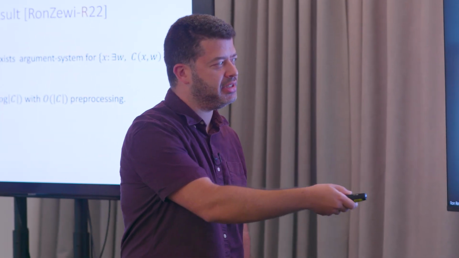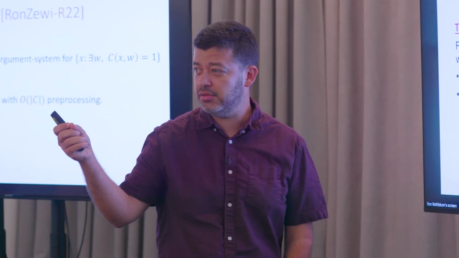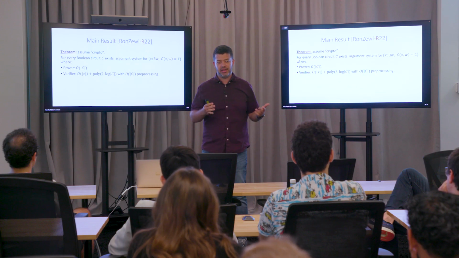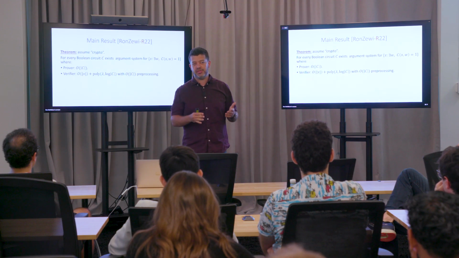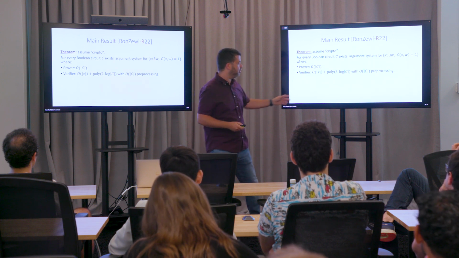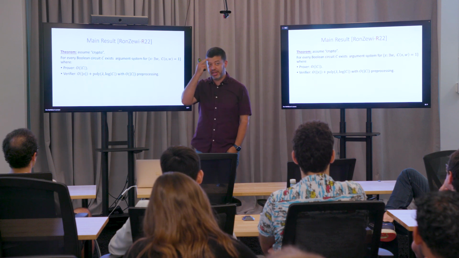And after this preprocessing, the online time for the verifier is basically just reading the input, which is, again, necessary. And on top of that, it's polylogarithmic in the circuit size, and polynomial in lambda, where lambda is a security parameter. So if you want to be sound against provers of size polynomial in lambda, or even maybe sub-exponential in lambda, then you have a polynomial dependence on the security parameter. So think of 128 or so.